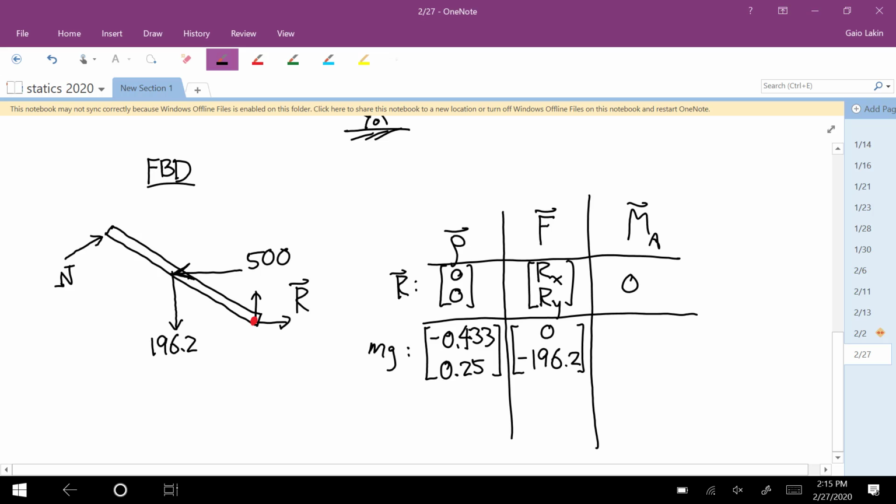Cross product, so 0.433 times 196. Oh, I see. I guess the way I did it is, I did lump these two together. So at the midpoint, this is -500, -196.2. Take that cross product and you get 209.96 positive. Of course, you could separate those into two different forces. You get the same thing when you add them.